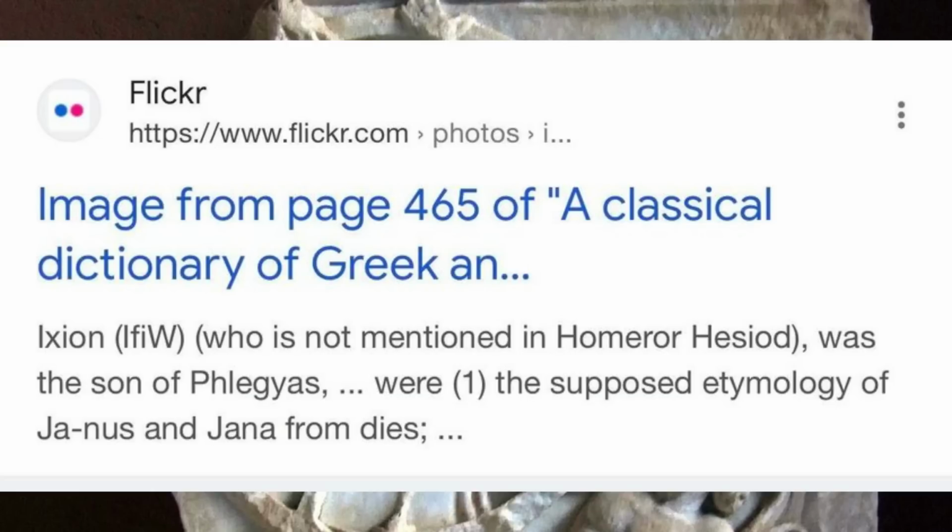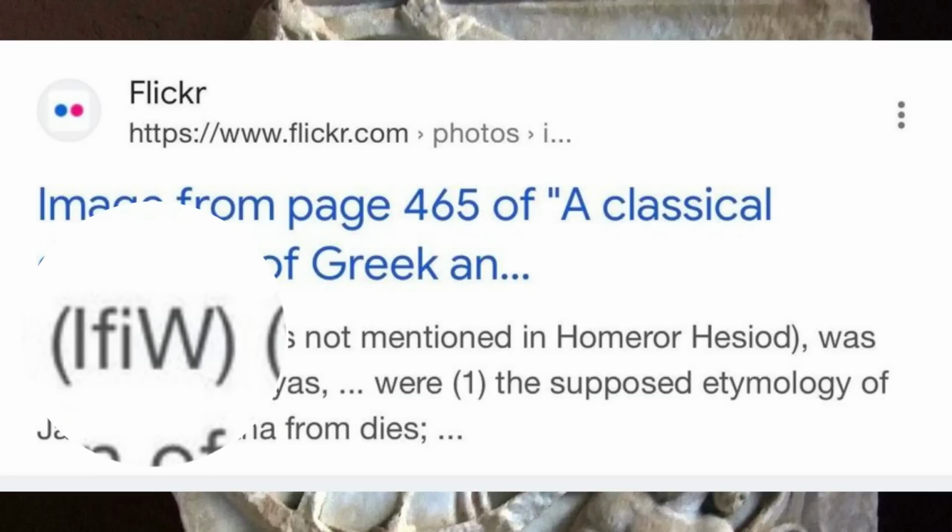Then something else caught my eye. Look at Ixion and look at the side. You have IF and IY. That is Wi-Fi backwards. So what is that doing there? Are they saying that is another name for Ixion and another name for Janus? I don't know, and I'm looking into it as I'm doing this.